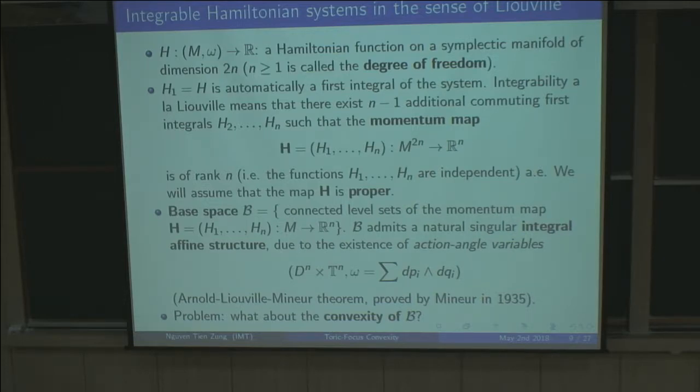So if you forget about the singular points, then the affine structure is due to the existence of action invariants. This local normal form here. So each regular level is a torus. Around the torus, the symplectic form has this standard form, with p_i as the action variables on this n-dimensional base, q_i as the angle variables, and the local affine functions are the functions p_i. Okay? So this local affine structure on the regular part of the base space is given by local action variables.